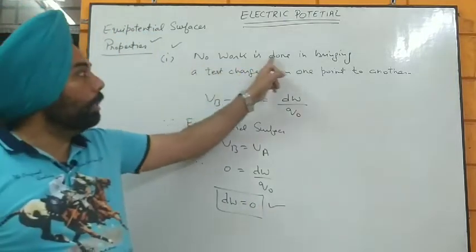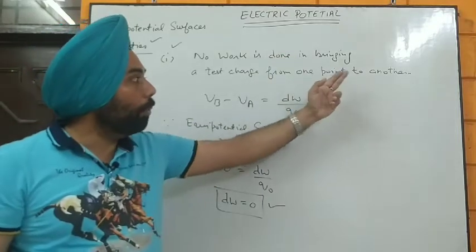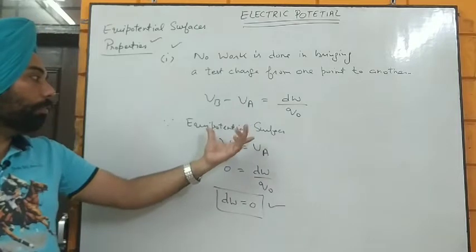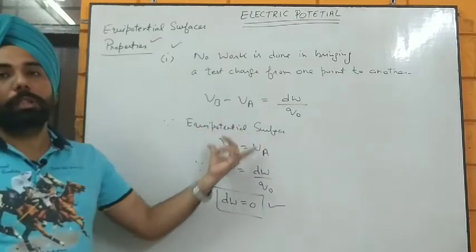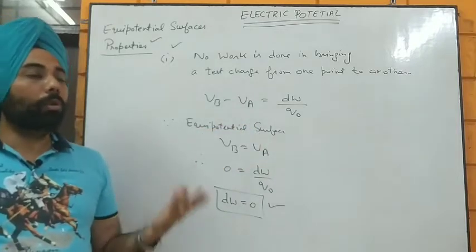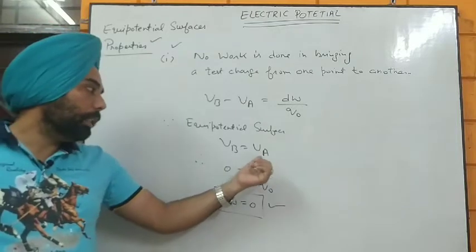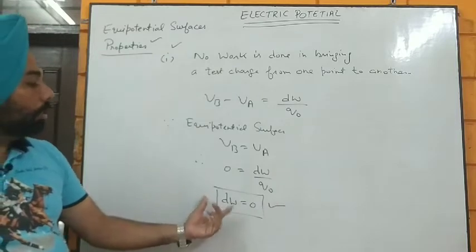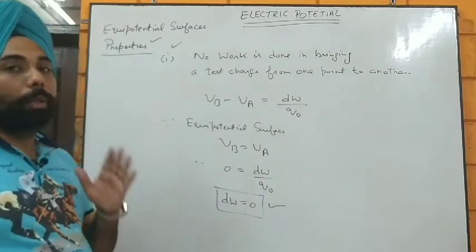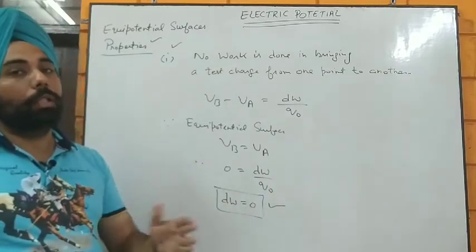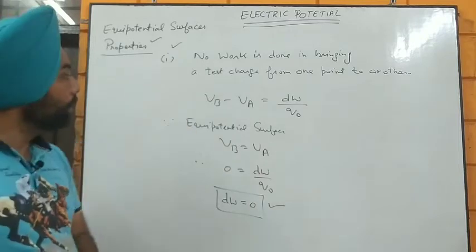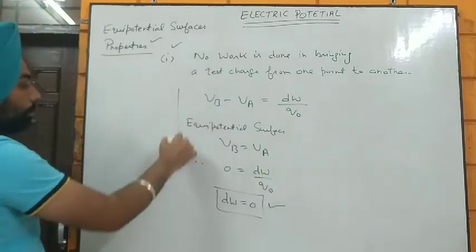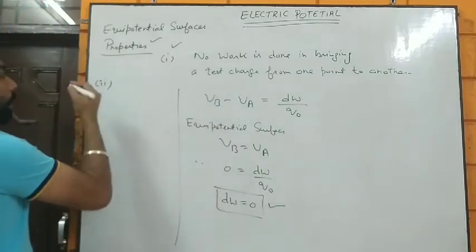No work is done in bringing a test charge from one point to another. So that's how we can prove that for equipotential surfaces, because equipotential surfaces means there's no potential difference. The potential at each and every point is going to be the same. So we have the answer: no work is done in bringing a test charge from one point to another in any equipotential surface. Now the next property. We can prove it here.